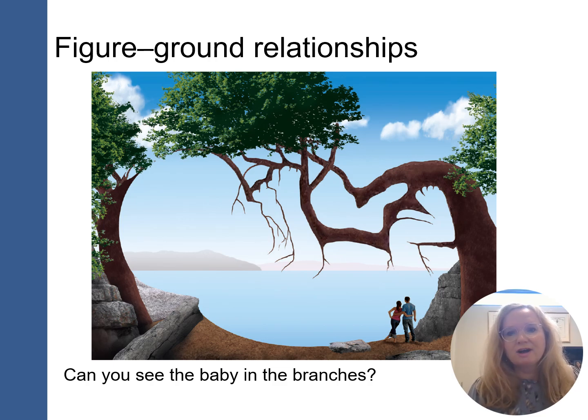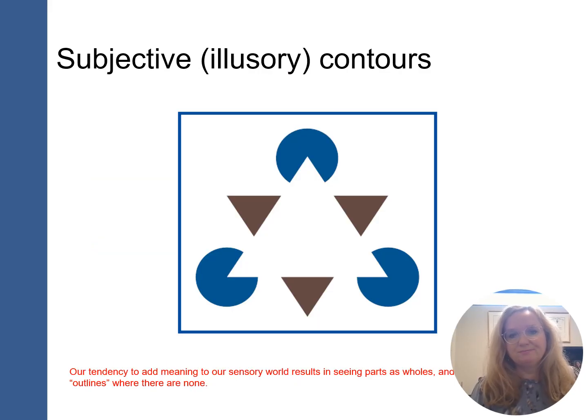So in a figure ground relationship, if you first glance at this picture, you might see just branches and a scene of two people on vacation, probably looking out at the ocean. But if you look carefully, you can actually also see the baby in the branches. So if you look at the picture carefully and you see the outline of the baby in the branches, you're relying on the figure ground relationship.